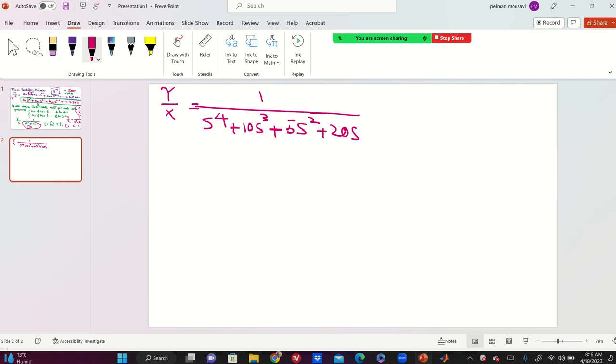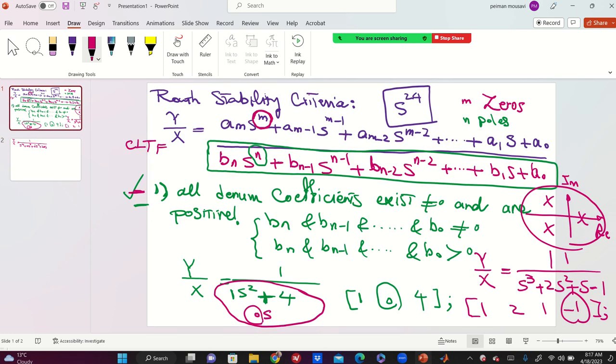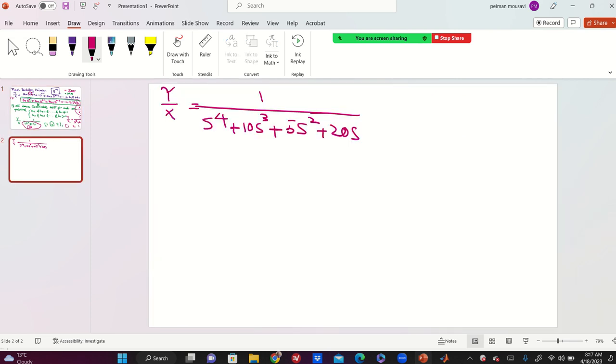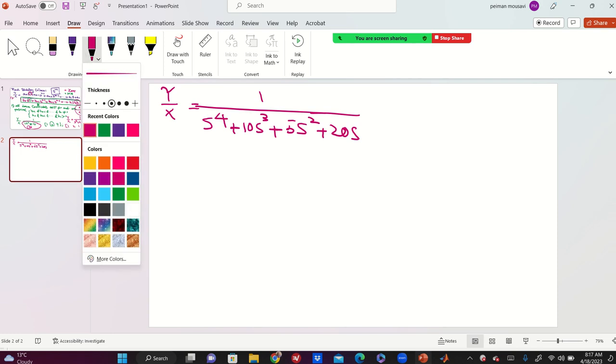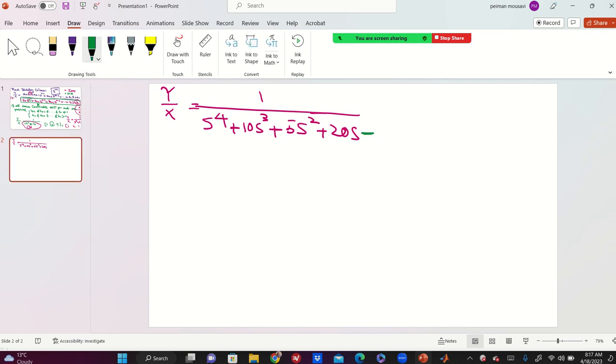Stable. Why? All positive numbers. Any other comment? Look at it again, guys. Compare this with this term. Do we miss something? Yes, because you have a 0 here. There's no constant number. So this system is unstable.